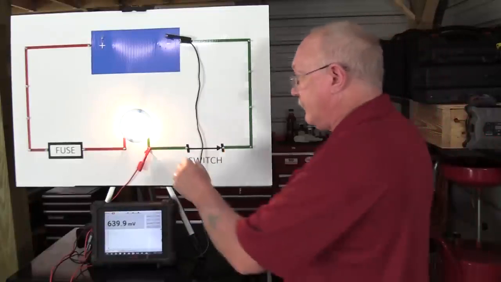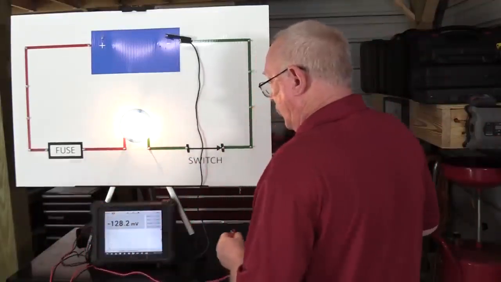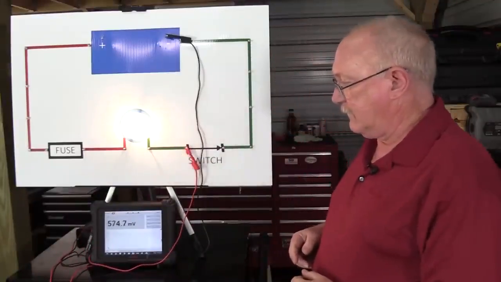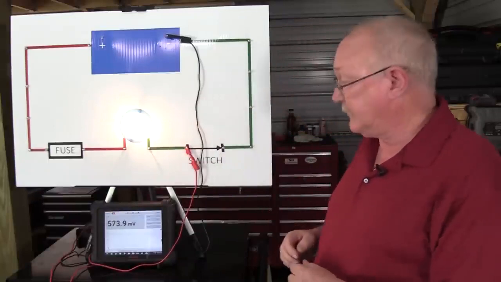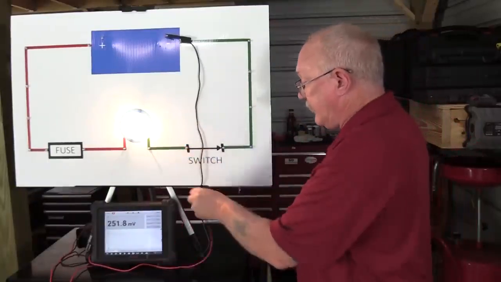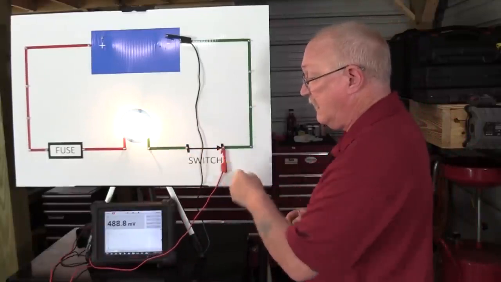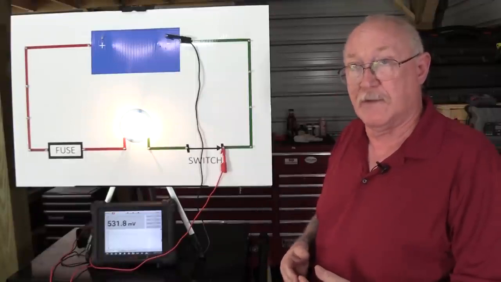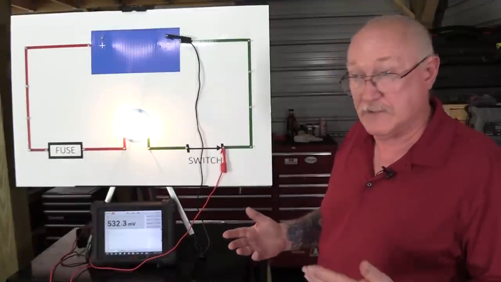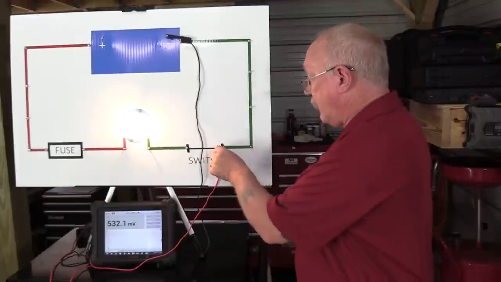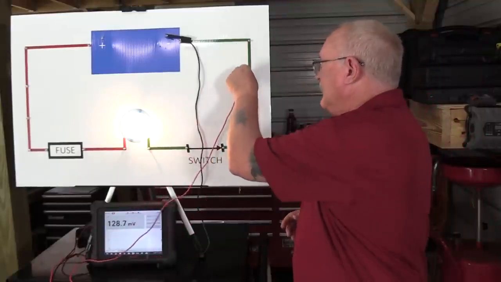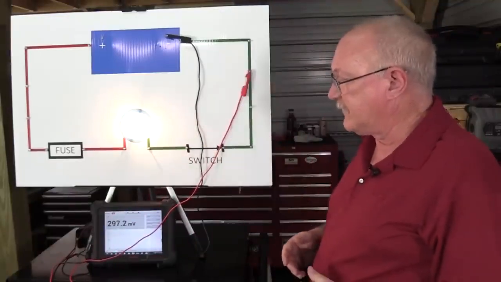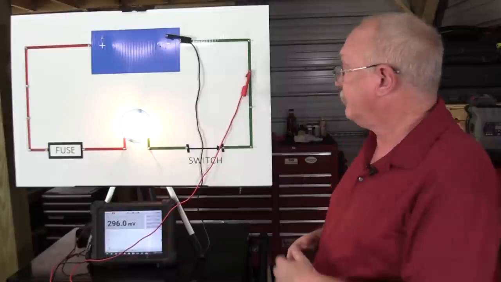So let's keep working our way back to the battery. We'll come to this side of the switch first. About 570 millivolts. Now we'll go to the other side of the switch. About 530 millivolts. So we dropped about, what, 50 millivolts or so between there. Now we'll continue moving our way along. We're going to go ahead and skip a little bit. Let's hit somewhere in the middle. Now there's only about 300 millivolts left.